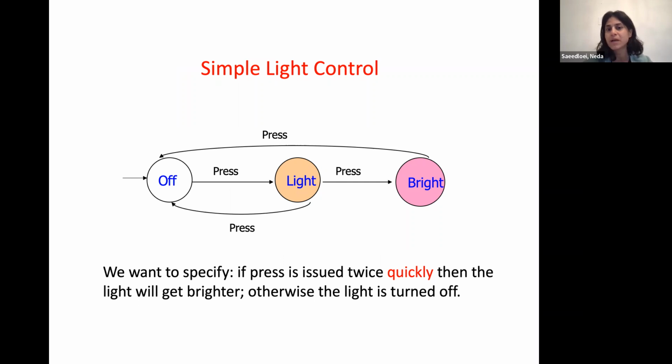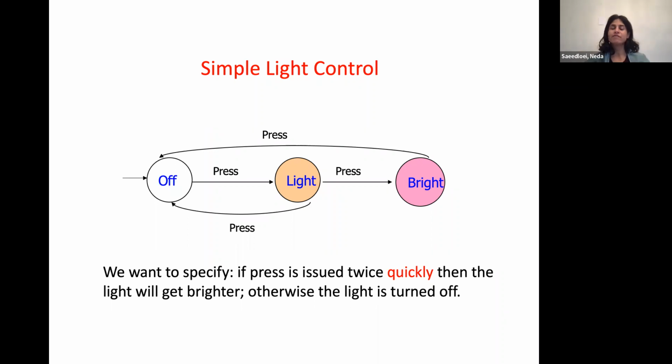Let us consider a simple light control, where we have a high-level model of a switching system where the light is initially off, and when we press it once, it becomes light. And if we press it once more, we want it to become bright if we press it quickly. And if we do not press it quickly after it becomes light and we press it once more, we want it to become off. But the question is, how are we going to specify quickly?